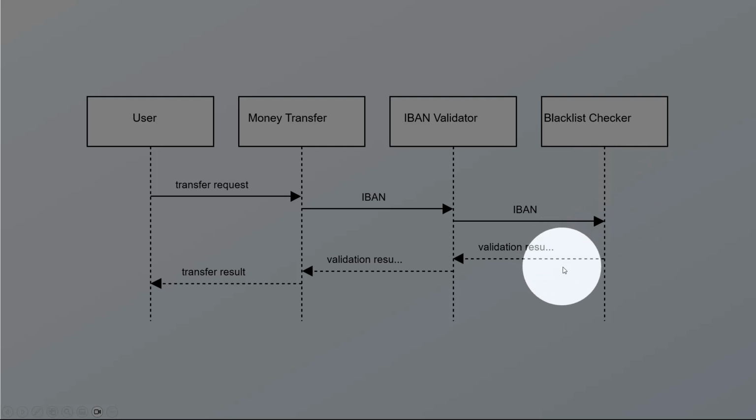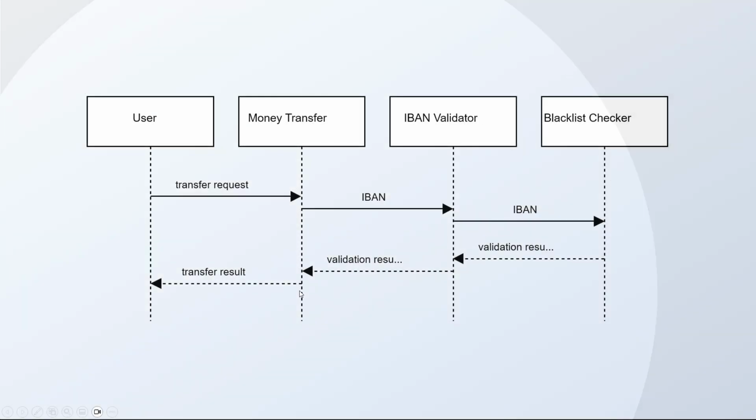The validation result is passed back to the IBAN validator and passed back to the money transfer component that then tells the user whether its transfer request was successful or not. So let's see how this is implemented using InterACt and the InterACt JUnit extension.